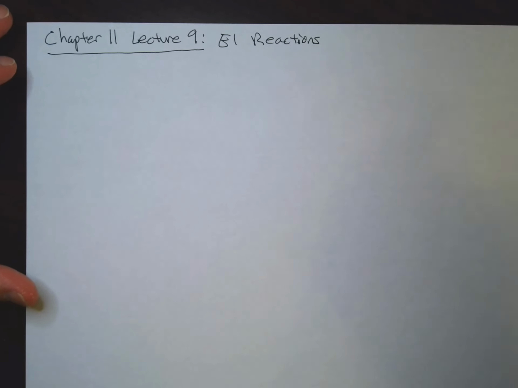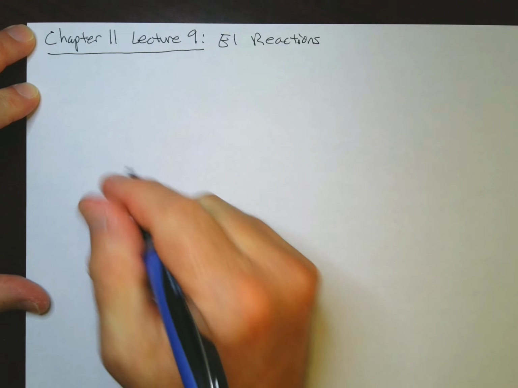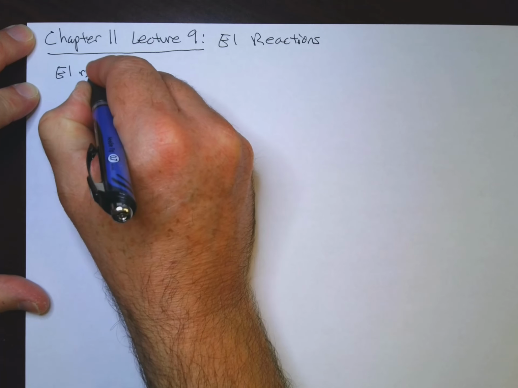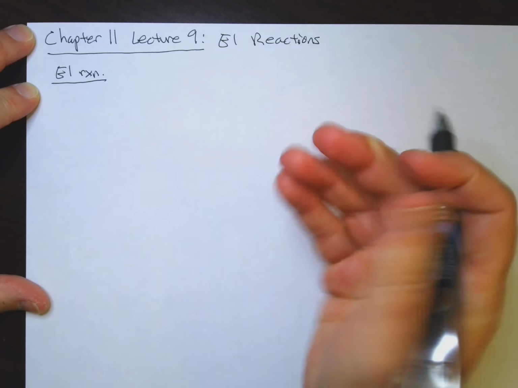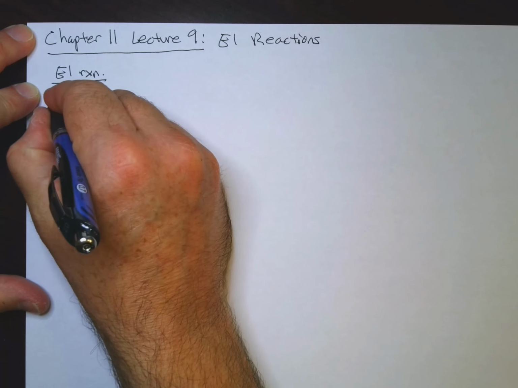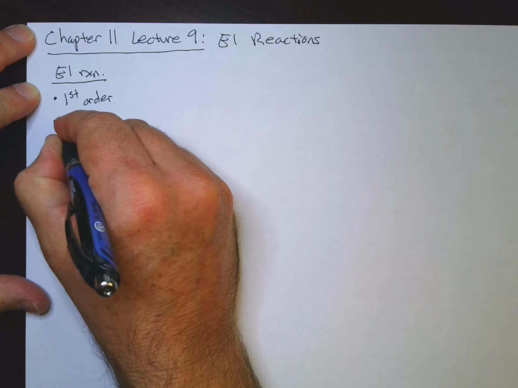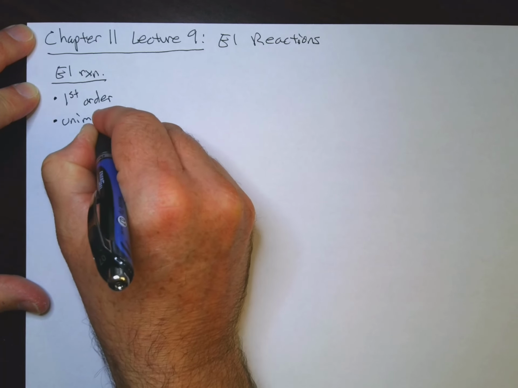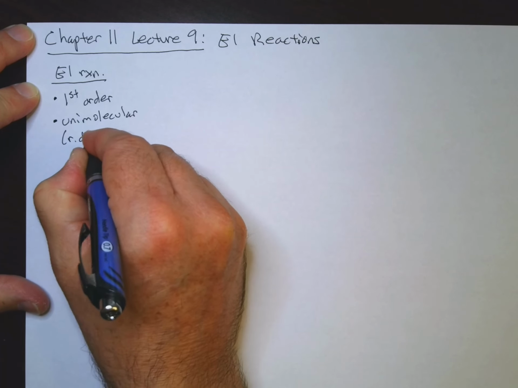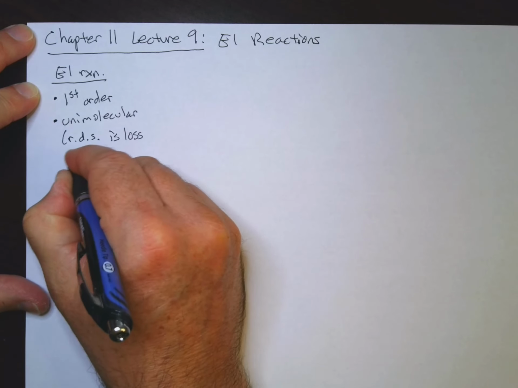Dr. P here, and in this lecture we're going to look at E1 reactions. So the E1 reaction is kind of like the SN1 reaction if the E2 reaction is like the SN2 reaction. Our E1 reaction will be first order, and it will be unimolecular. That is, the rate determining step is going to be loss of the leaving group.